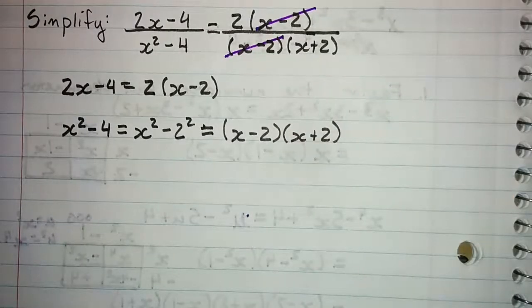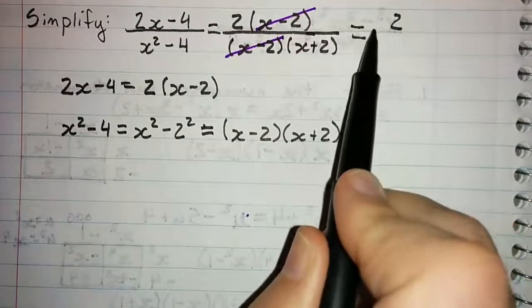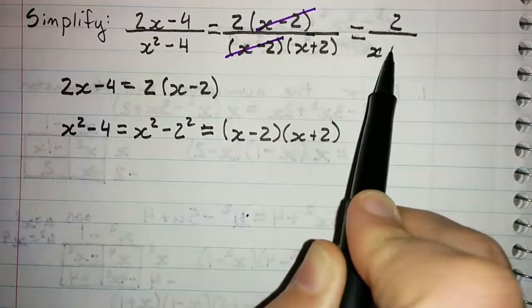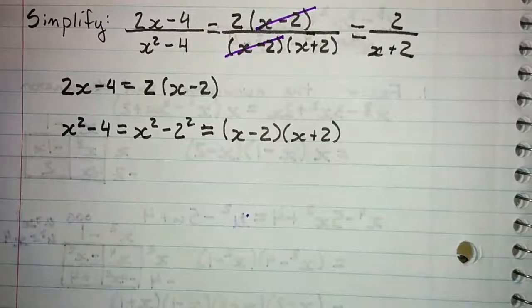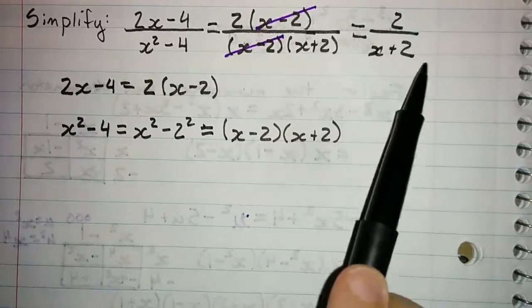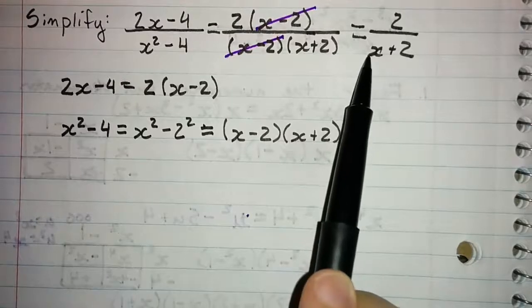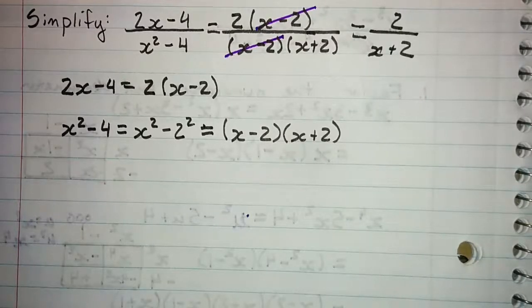Those two factors are the same, so we can cancel them out, and we're left with just 2 over x plus 2. Now you might be wondering, can we still cancel out a 2 or something? And the answer to that is no. 2 is not a factor of the denominator, right? 2 in particular is not a factor of x.